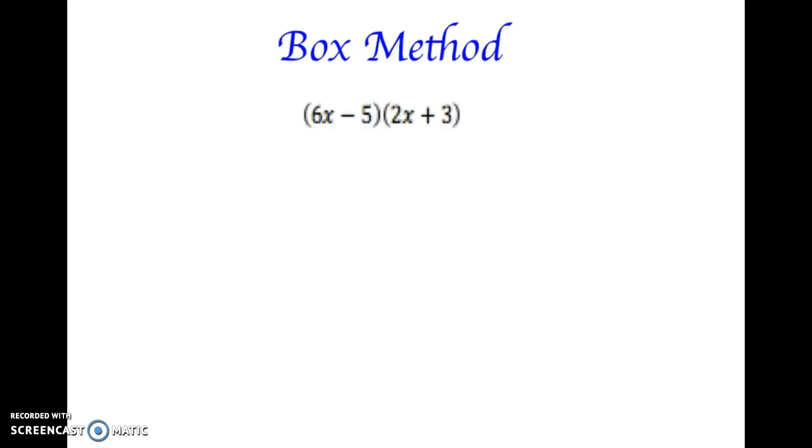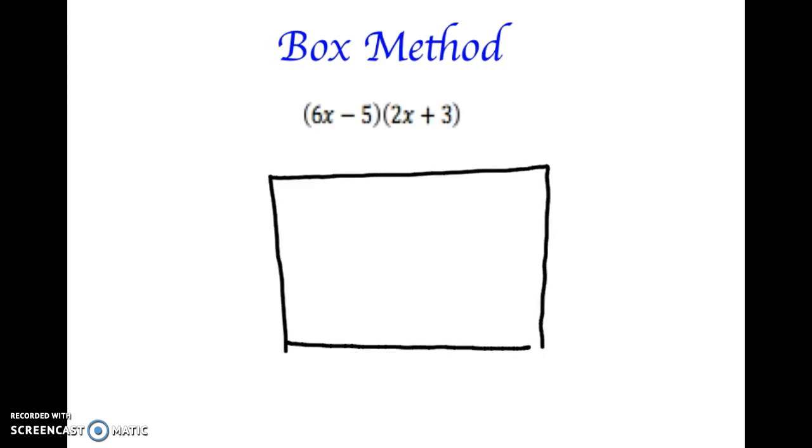The third method is the box method. This is a different way of organizing it. What happens is the person creates a box or a rectangle. Hopefully you draw better than I do. You then take the terms of each binomial and write them down. It does not matter whether you go across or up and down.